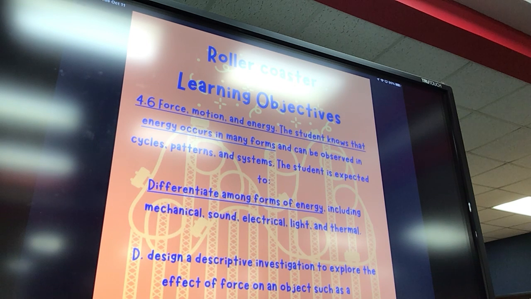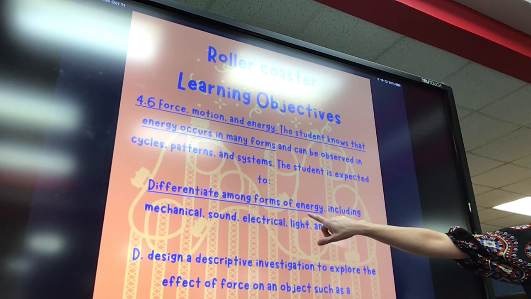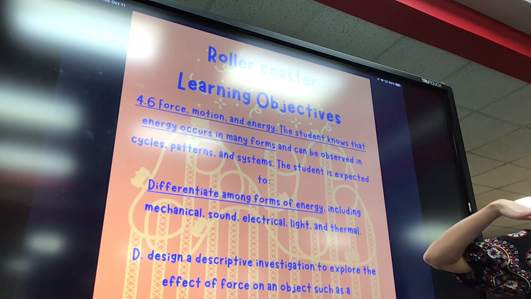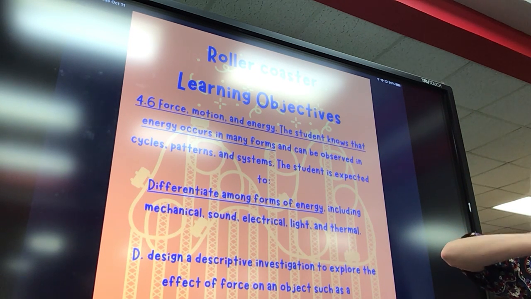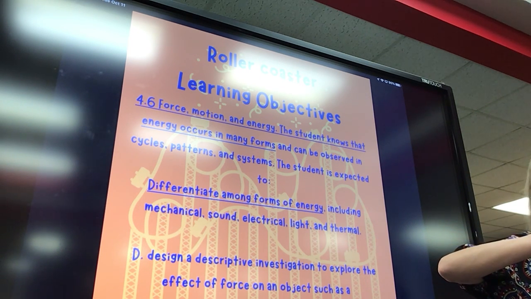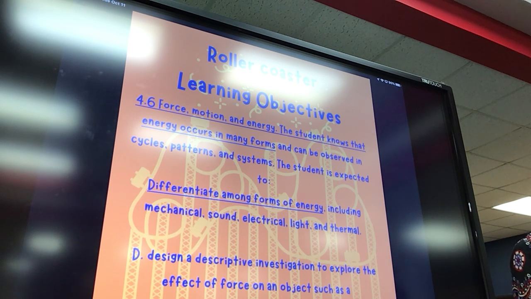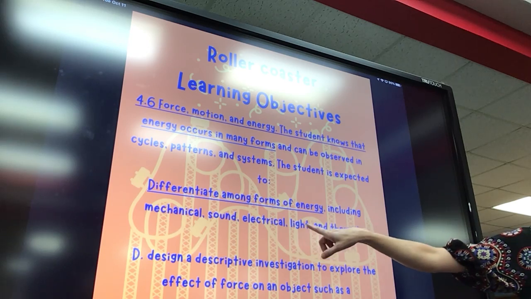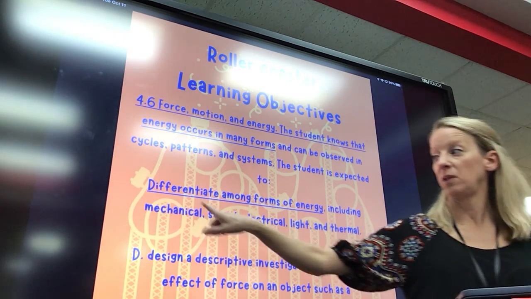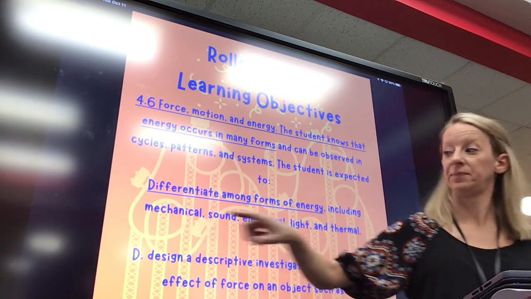Okay, so that's one thing we're going to look at. That might be an area you want to do research in. So the ones that go with your TEKS are right here. So force, motion, and energy. It just says the student knows that energy occurs in many forms and can be observed in cycles, patterns, and systems. The student is expected to differentiate among forms of energy. So as you're designing your roller coaster, you're going to be labeling where the potential energy is and where the kinetic energy is. And if you don't know, it's okay, we can find out, right? We can do some research and find out. So when it says mechanical, sound, electrical, light, and thermal, we're really working on this mechanical part, okay?